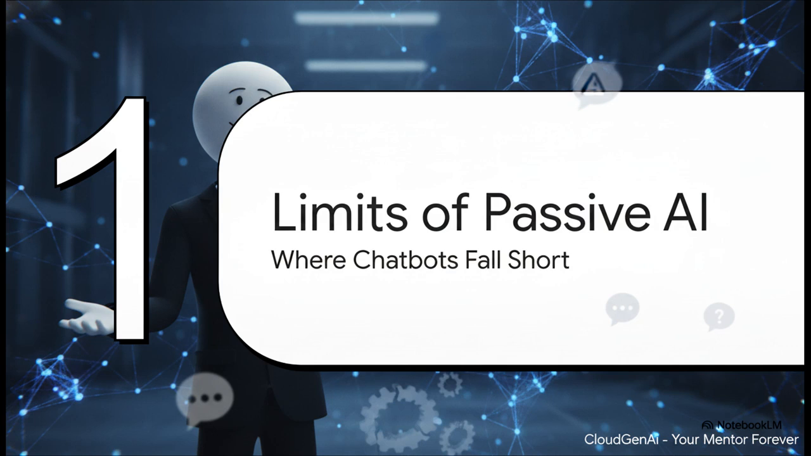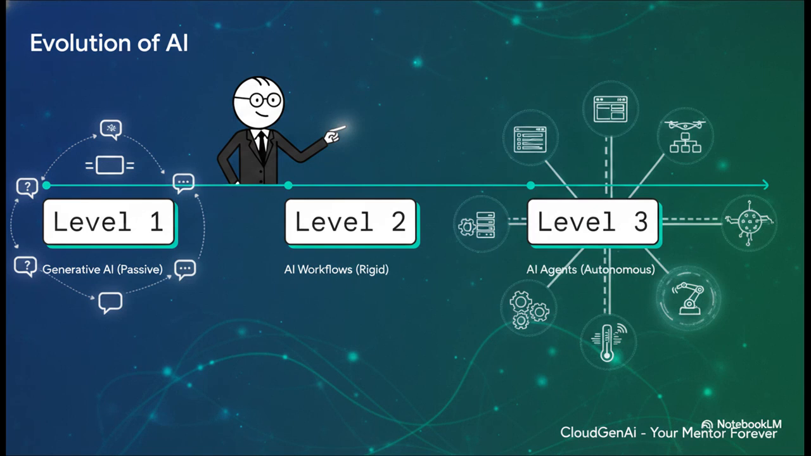To really appreciate where we're going, we first need to establish where traditional AI models currently fail in our day-to-day workflows. Think of this evolution across 3 distinct levels. At level 1, we have generative AI. This is your standard chatbot. It's fantastic at generating text, but it's entirely passive. Level 2 brings us AI workflows. This is where we start connecting the AI to external tools, but it's still pretty rigid. And then finally, we reach level 3, AI agents, which actually operate autonomously.